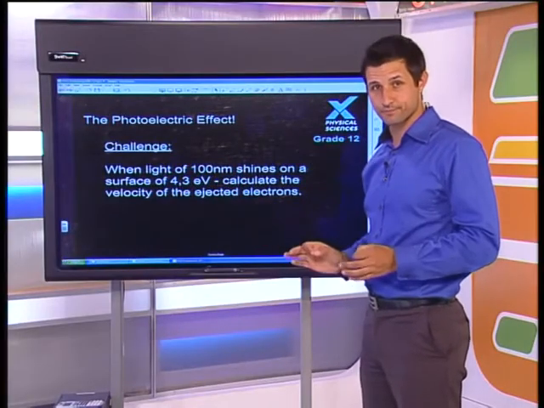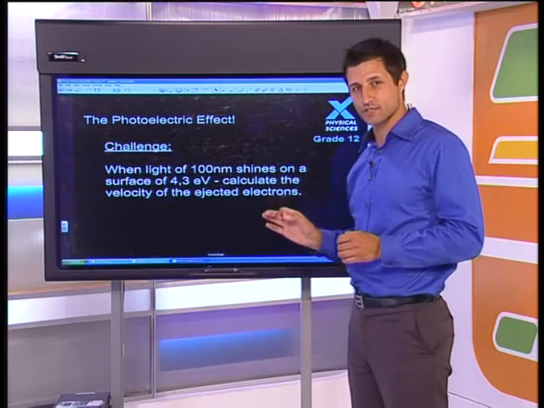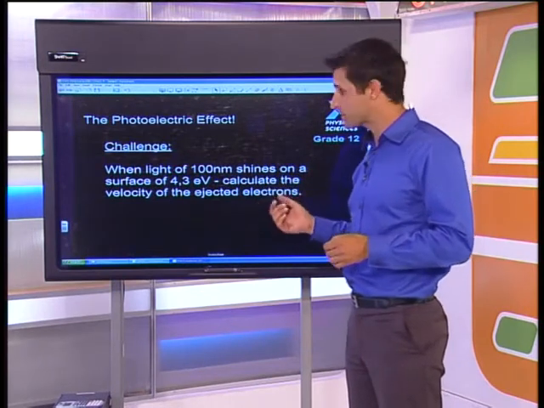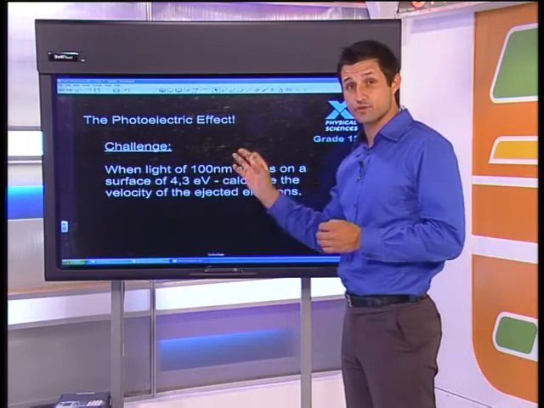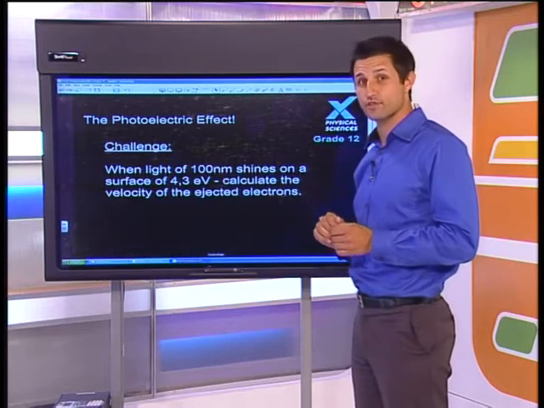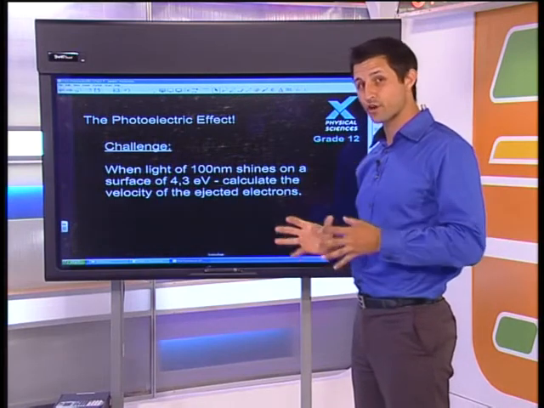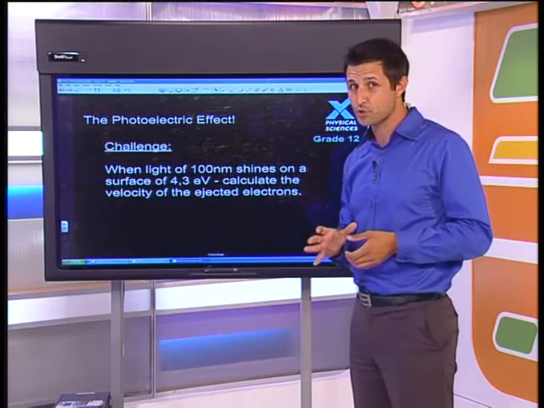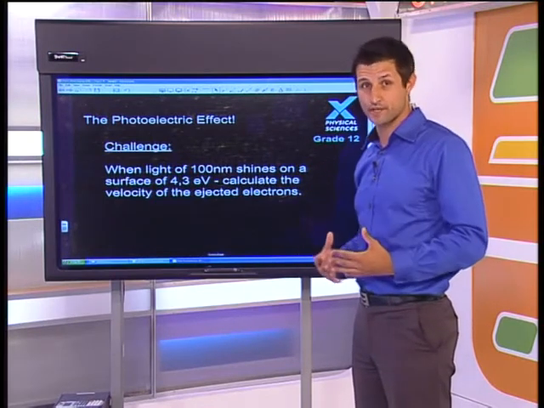That's zinc. The reason that I've used zinc is because it's the same one that we've used inside our clip, and you can actually see what's going on. So I've got 100 nanometers, which is UV light, ultraviolet light, and it shines on a surface of 4.3 electron volts, and that's a reference to its work function, how much energy is required to release electrons. If you're not sure what I'm talking about, it's okay. I'm going to explain it in bits and pieces.